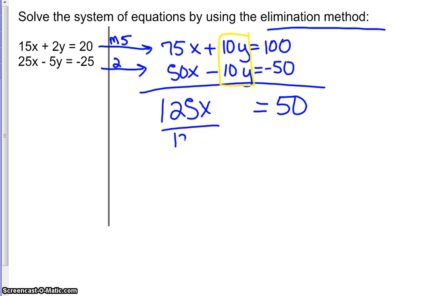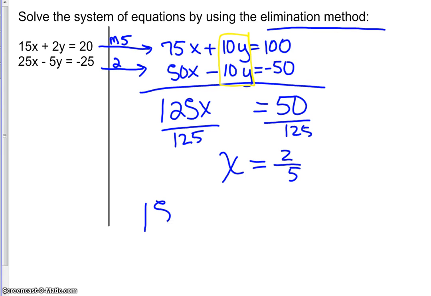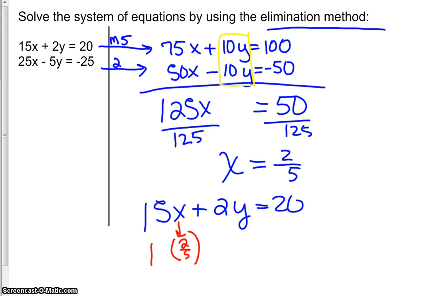And so then right here, I just divide both sides by 125, and my x would be 2/5. So I found my x to be 2/5. Once I have my x, I can take it back and use either equation. I know that 15 times x plus 2 times y equals 20. Now I can substitute in 2/5 for x, the x-value of the point where they meet. So I'm going to work that out.